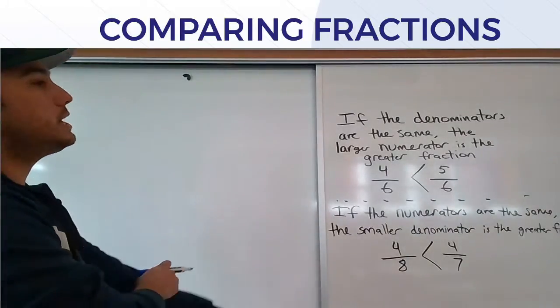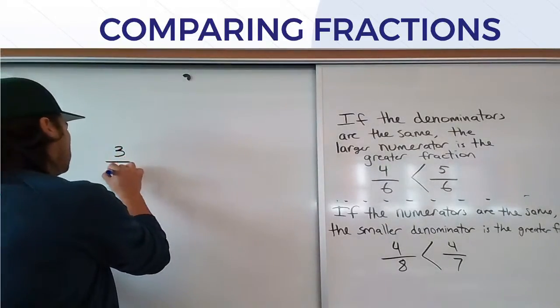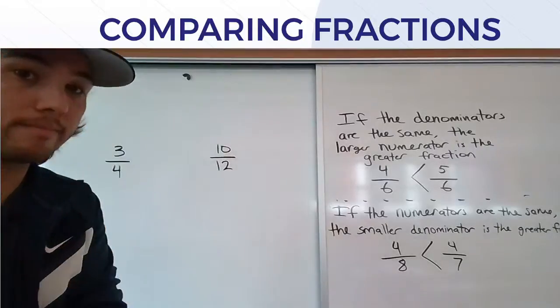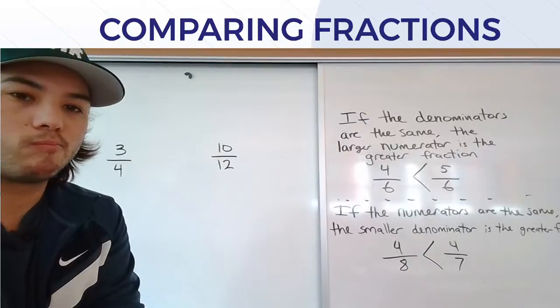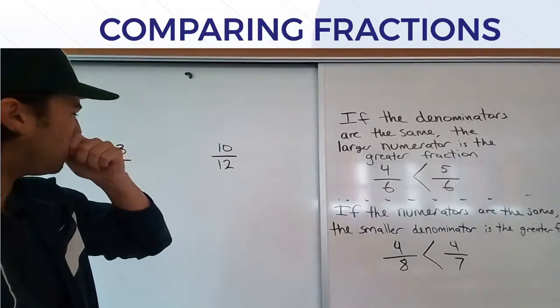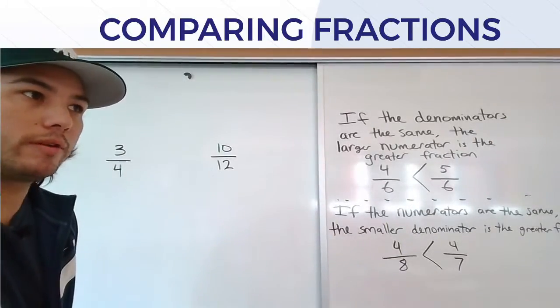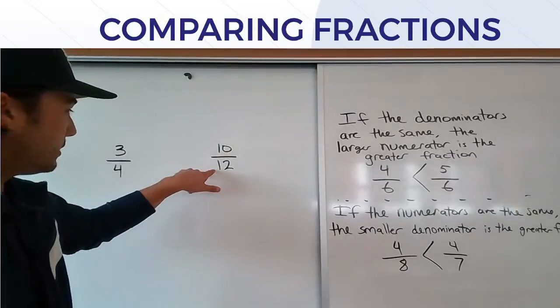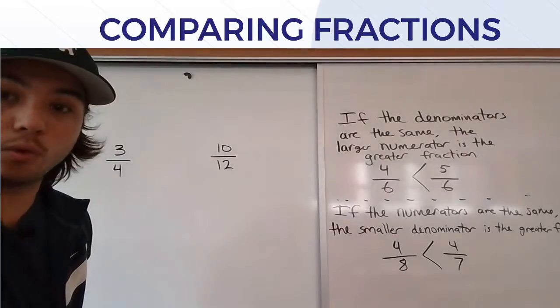Let's try this one. Let's try 3/4 or 10/12. Is there a way, using multiplication, to make the numerators match or make the denominators match? I'm looking down here already to the denominators because I see 4 and 12. I know that 12 is a multiple of 4. So I can use that to my advantage.